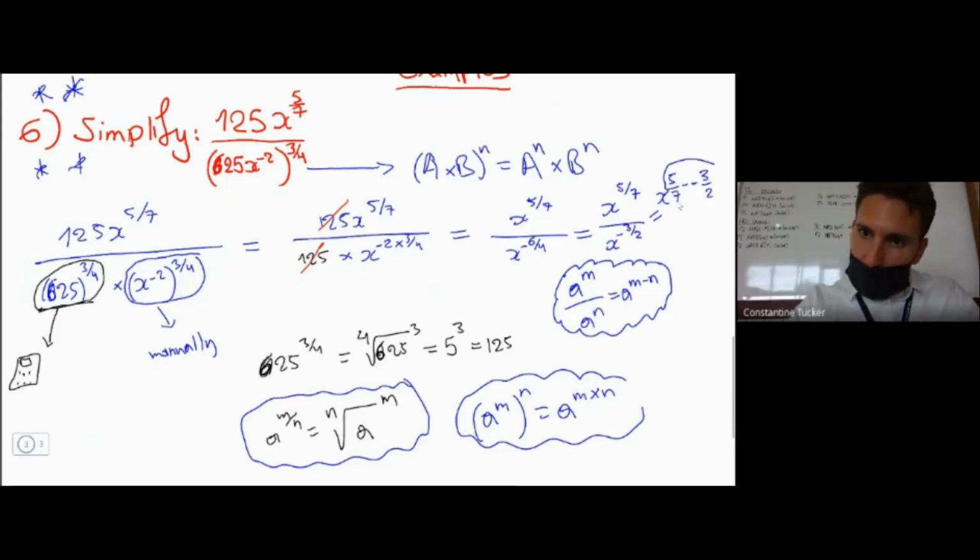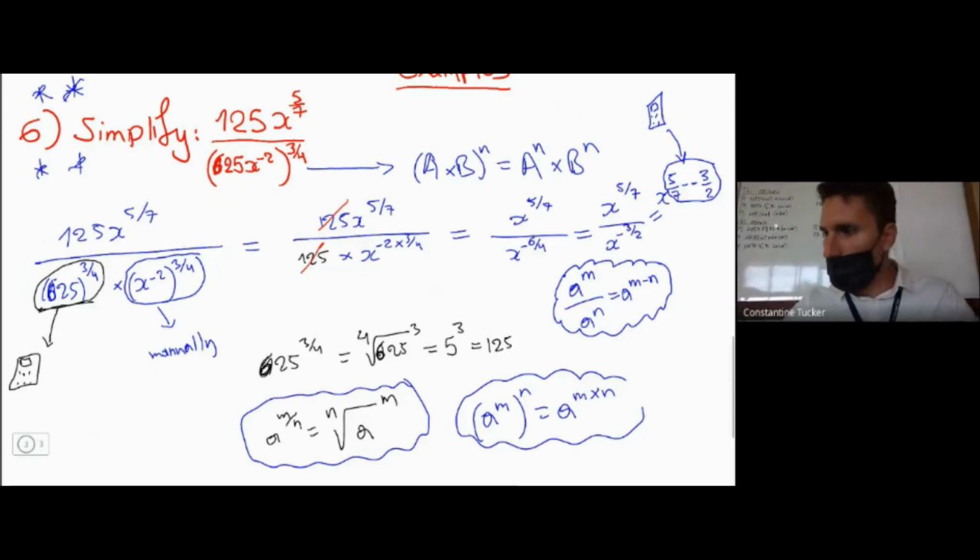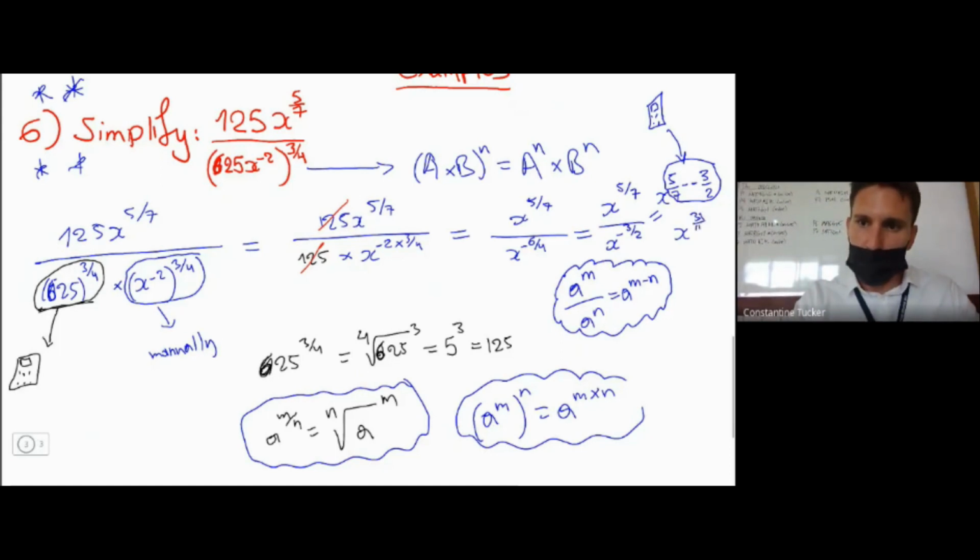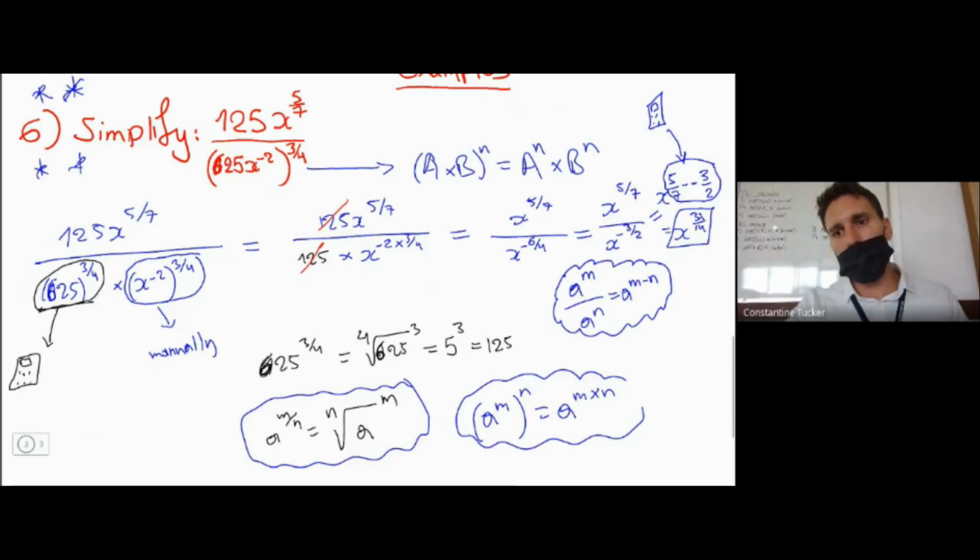Now this power here, for those who want to show off, they can do it by hand, but you can actually put this into the calculator. And that's what I'm going to do because I want to save a little bit of time here. So 5 over 7 plus 3/2, because the minus becomes a plus. So that gives us apparently 31 over 14. So that would be your final answer here. So that's equal to x to the power of 31 over 14. What brilliant numbers I came up with here.